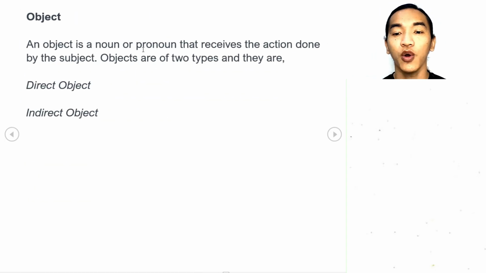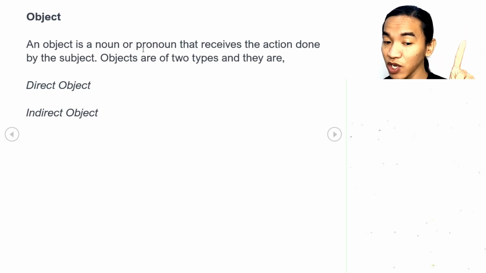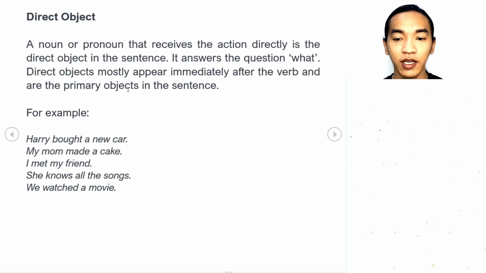Next one, we have the object. An object is a noun or a pronoun that receives the action done by the subject. And objects are of two types, and we have the direct object and indirect object. So we have to consider the verb as well.